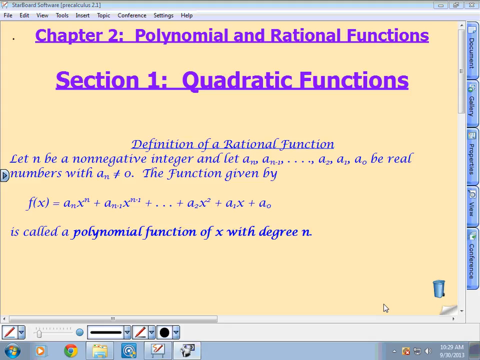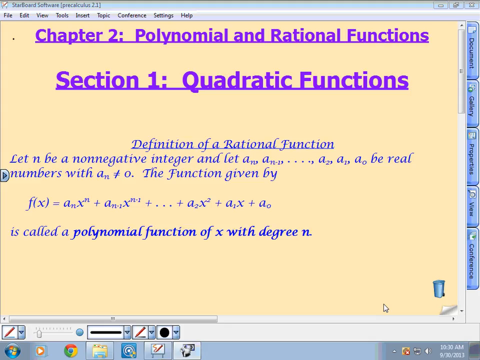Okay, so it starts with this idea of the definition of a rational function. So let n be a non-negative integer, and let a sub n, a sub n minus 1, and so on and so forth, all the way to a sub 2, a sub 1, a sub 0 be real numbers. So basically, a sub n is not going to be equal to 0, so you get a function. The idea is they want you to list your function from the highest exponent down. You know, they use a lot of these symbols that confuses you guys.